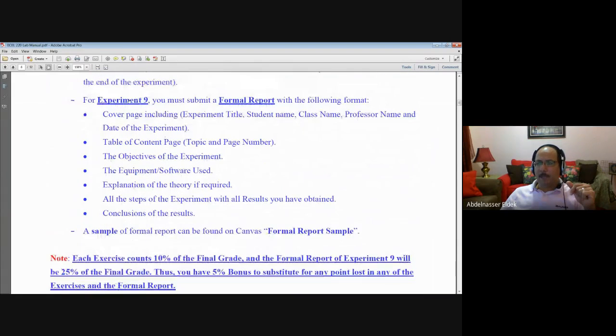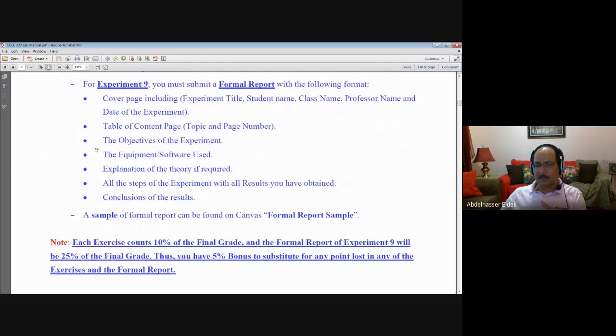For experiment number 9, you must submit a formal report. As I said before, this is 25%. The format is explained here in these steps, and there is a sample at the end of this manual. First you have a cover letter and table of contents, then you write the objectives of the experiment and so on. So you need to follow this format.